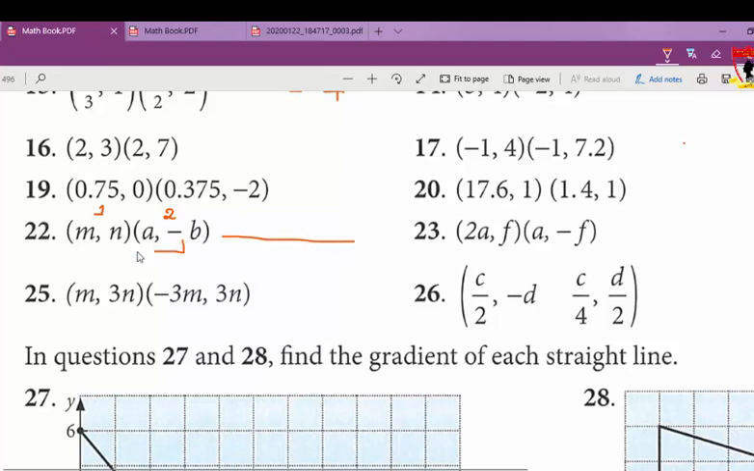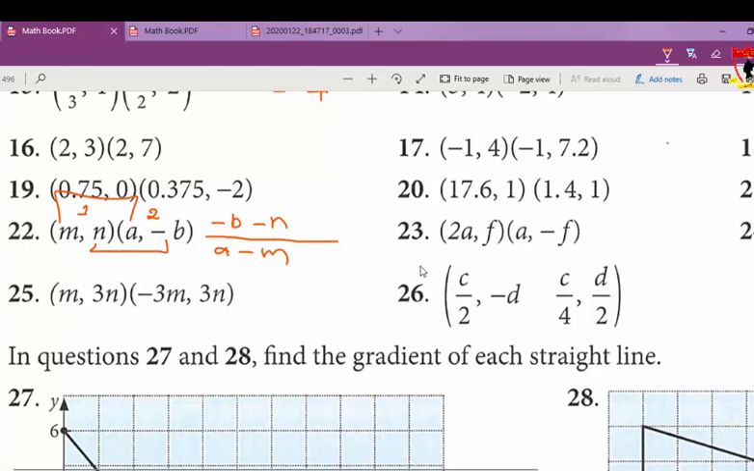Then y2 minus y1, negative b minus n over a minus m. That's it. We just leave it like this because they are not numbers. We cannot work out anymore. Or if you pick this one as x2 and y2, you will have m minus a over n minus negative b. It's just like a flip of this fraction.